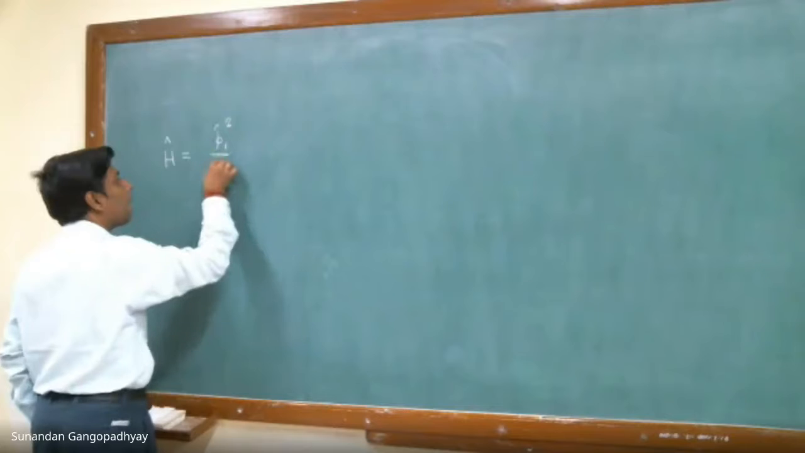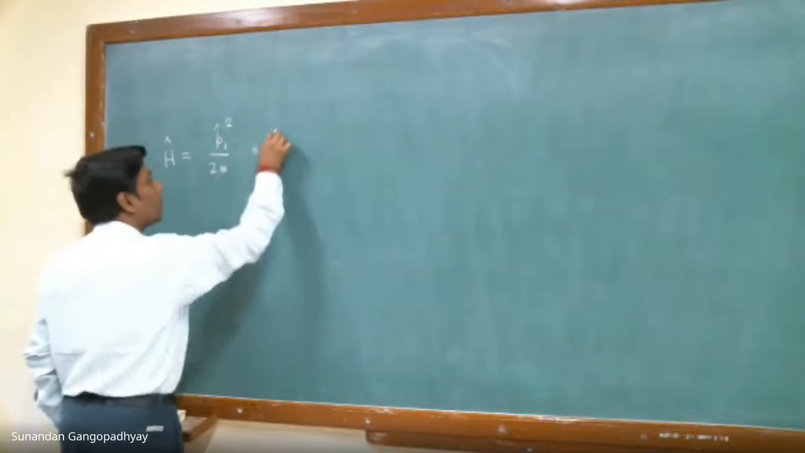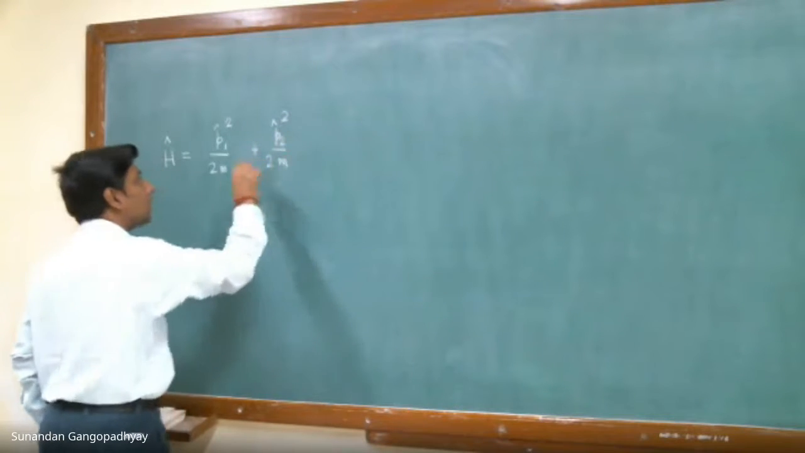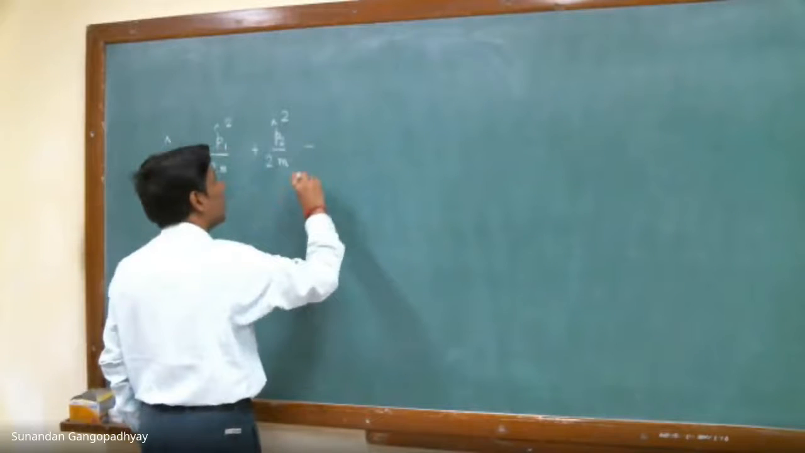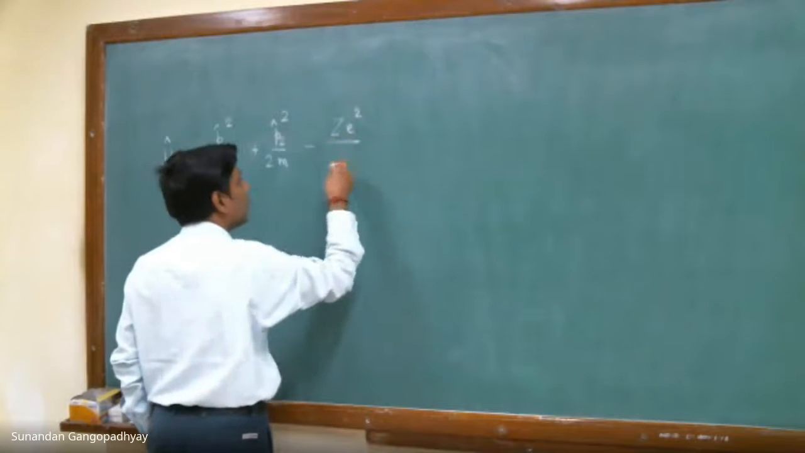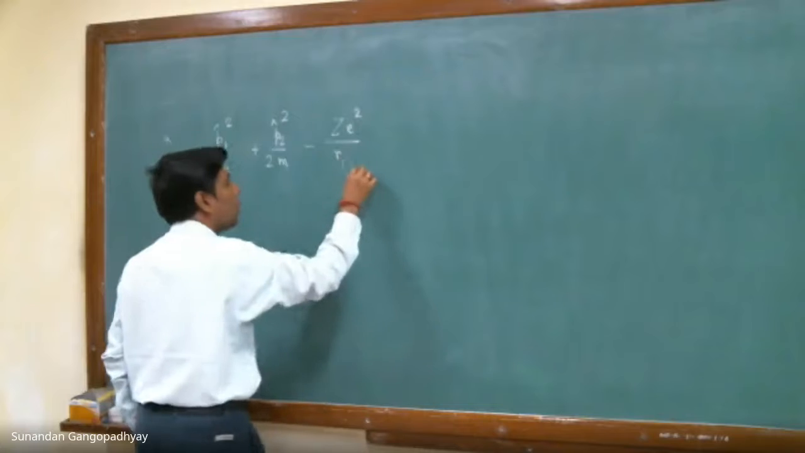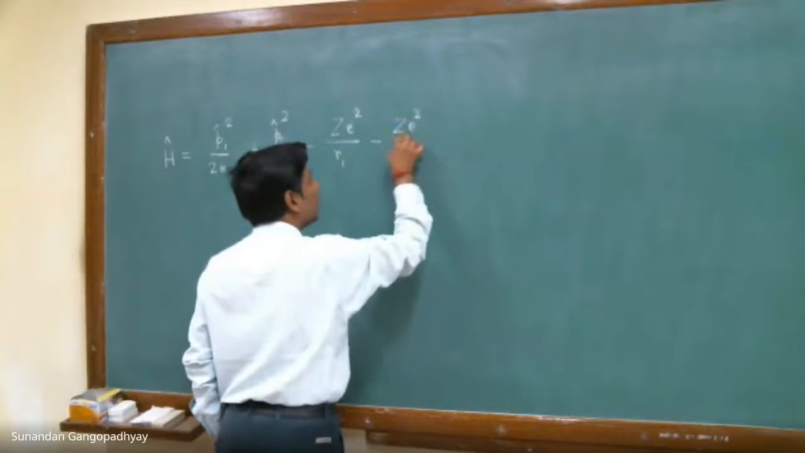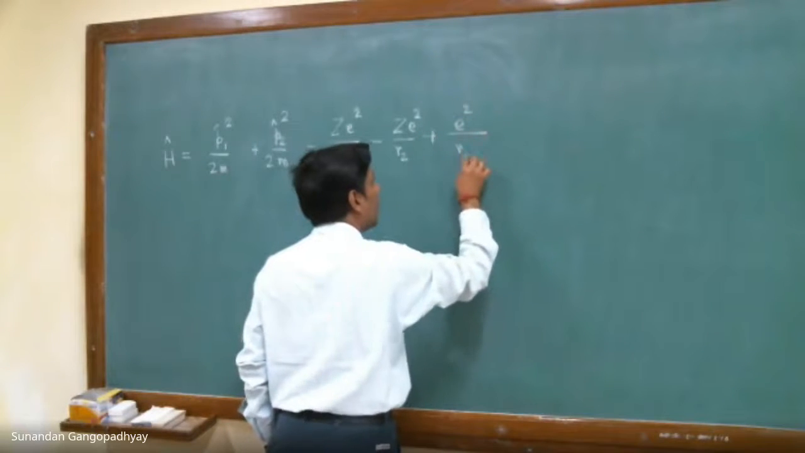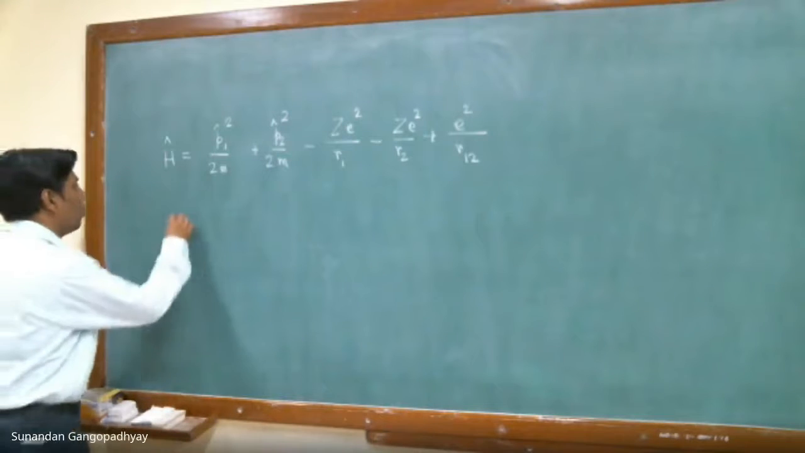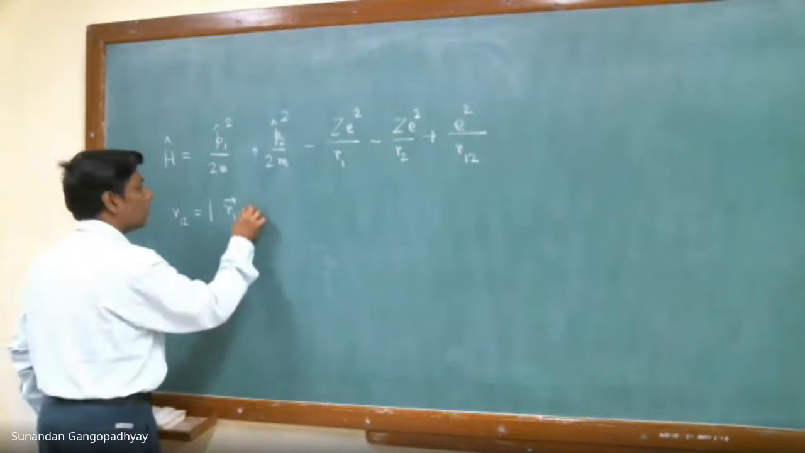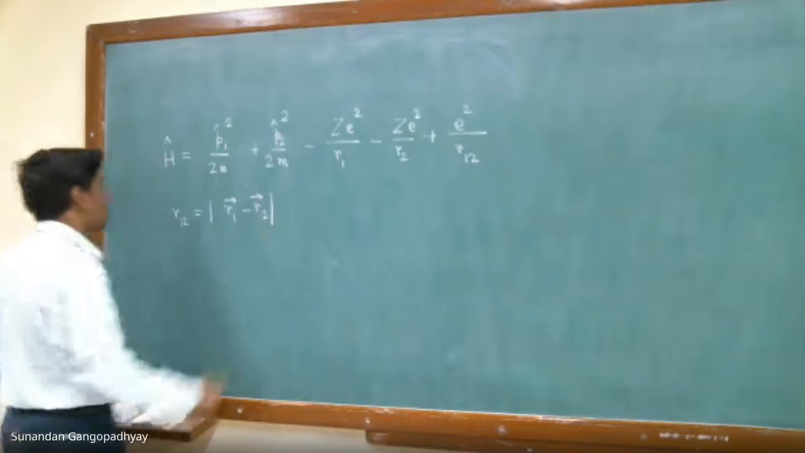This is the kinetic energy part, and then we have Z e square by r1, Z e square by r2, and then we have the Coulomb repulsion term, which is r12. So r12 is basically the magnitude of the distance between the two electrons. So this is what r12 is.